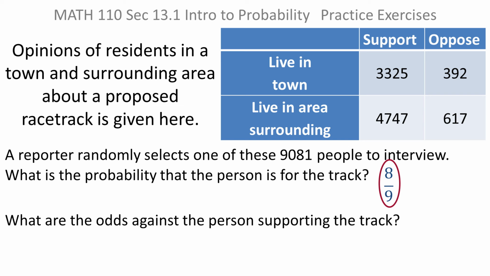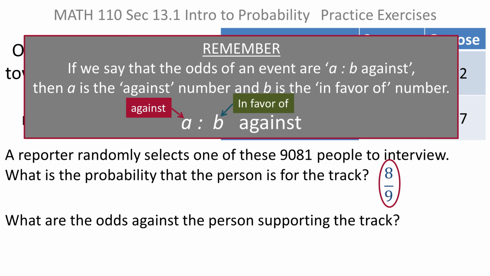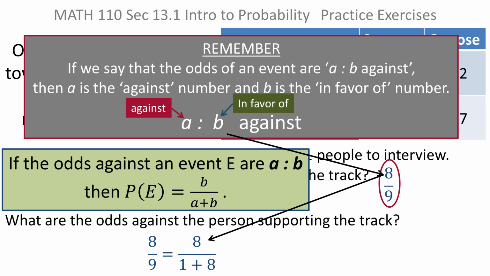Sticking with this same problem, a second question is, what are the odds against the person supporting the track? Now, we've dealt with the odds enough now that this should be fairly straightforward. If I say that the odds of an event are A to B against, the A, the left number, is the against number, and the B, the right number, is the in favor number. Well, how does that relate here? I've already been given a probability. But remember, we also talked about the relationship between odds and probability, and this is what tells us.